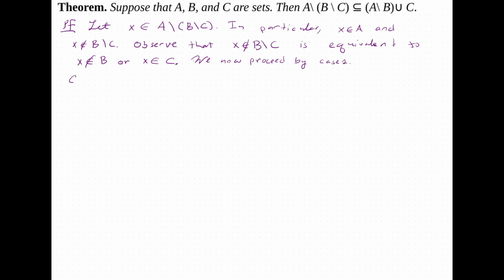So case 1, let's suppose that x is not in B. Since x is in A, we have that x is in A minus B, and thus x is in A minus B union C, and we are done. And so we can just end right there. We have shown what we wanted.